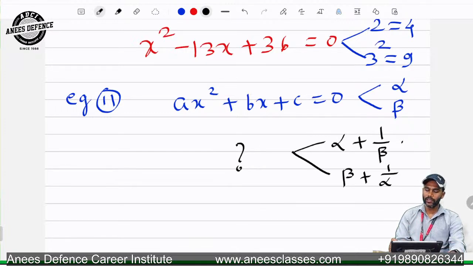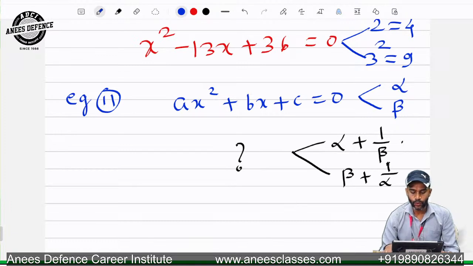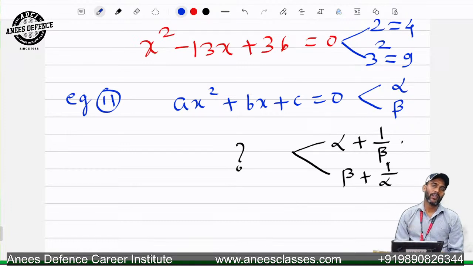Yes, online students, have you understood the question? Yes, sir. Okay. So please try to find the sum of the roots of the required equation and the product of the roots of the required equation. And then we already know the equation: x square minus sum of the roots into x plus product of the roots is equal to 0.